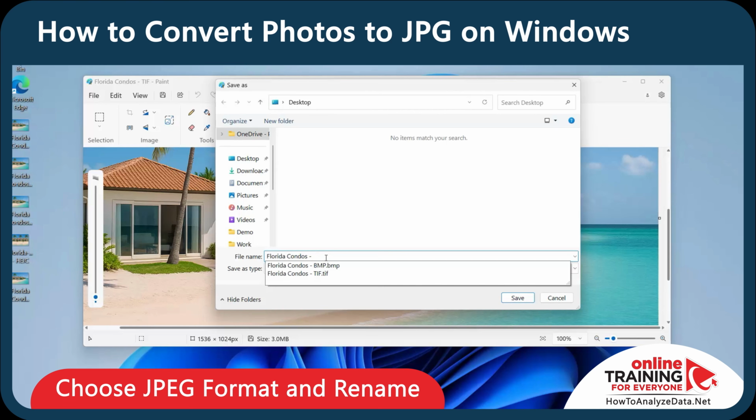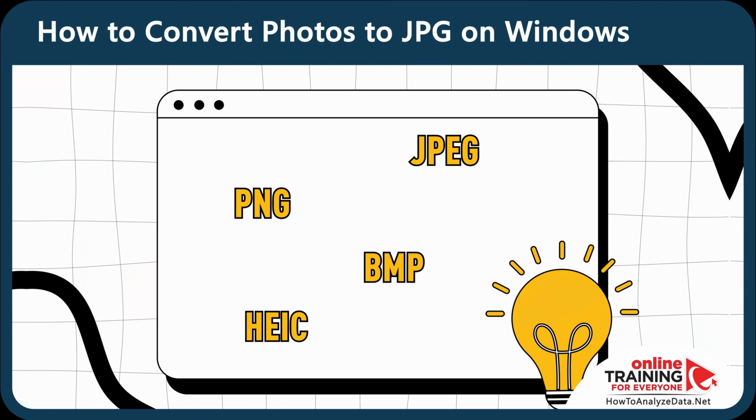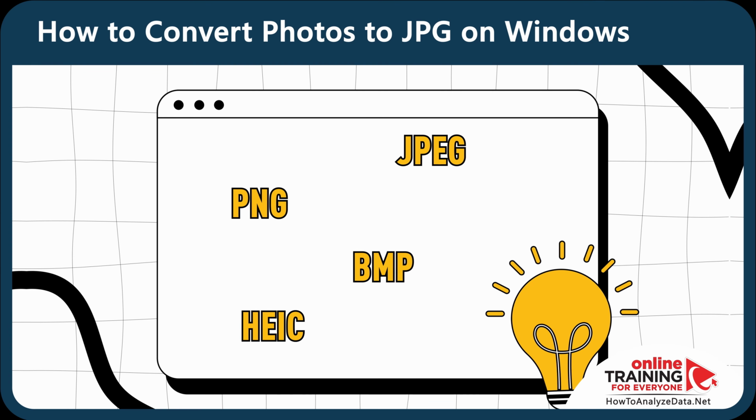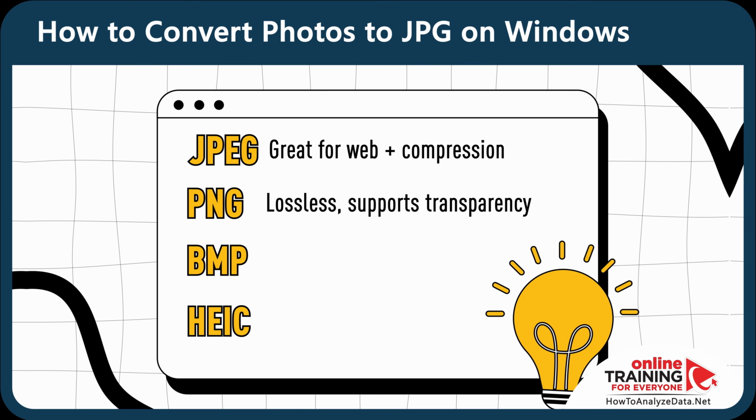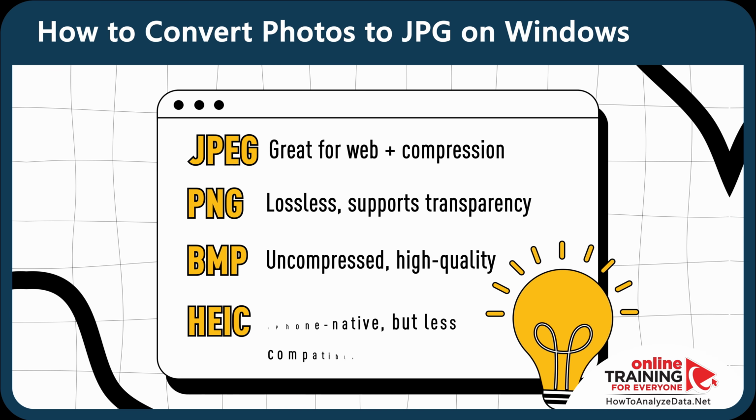Here you need to select the extension JPEG and click Save. What's interesting is that different formats are good for different purposes. For example, JPEG is great for web and compression. PNG format is lossless and supports transparency. BMP format is uncompressed but high quality. And HEIC format is native for iPhones but less compatible.